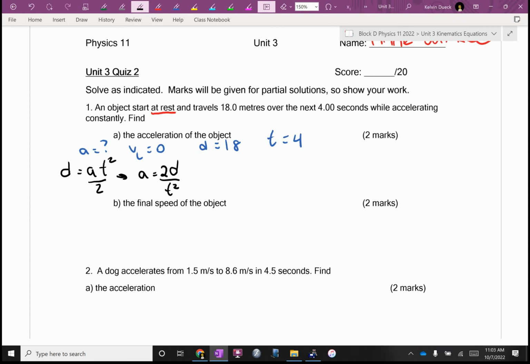Right? Do I need to square root the A? There's a squared, isn't there? When do I have to square root? If the squared is on the thing I'm trying to get by itself. In this case, if I was getting the T by itself, I'd have to square root. So this is going to be 2 times 18 divided by 4 squared. Don't forget the square. I can do this in my head. It's going to be 36 divided by 16. It's going to be divided by 4. 9 divided by 4. Is it 2.25?